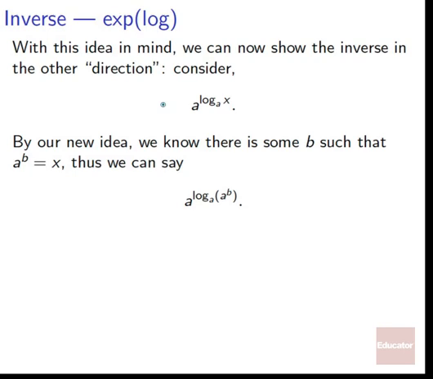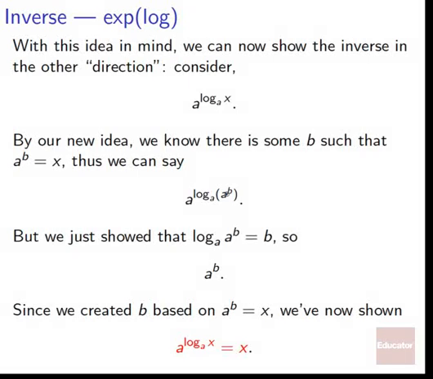Consider a to the log base a of x. Now, by our new idea, we know that there has to be some b such that a to the b equals x, right? Here's our x, and we just choose the base a. It's going to be connected to the fact that we've got the base a showing up here. So we know that a to the something equals x, and we're guaranteed that there has to be some b there. So we can say a to the log a of, and now we replace x with a to the b, and it becomes a to the log a of a to the b.